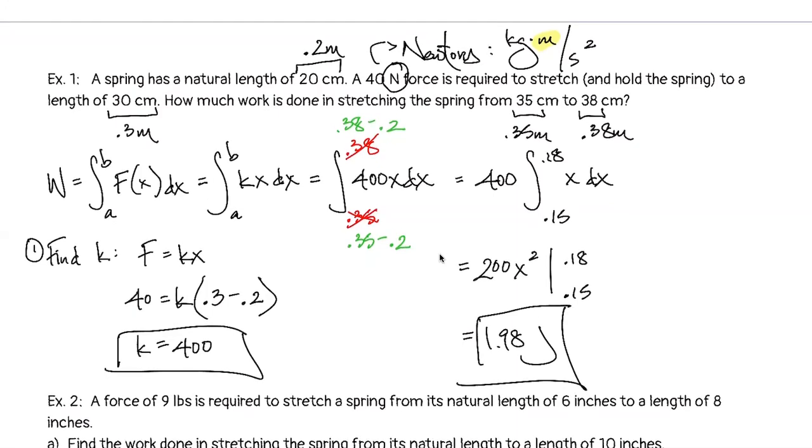So that's a very basic spring problem, but for most of these, you are going to need to find your spring constant before you can do anything else. Sometimes, especially for those of you who like to do that pre-thinking so you don't have to do that work later, you can consider finding the spring constant as that pre-thinking, so that you already have your equation when you go into your integral.